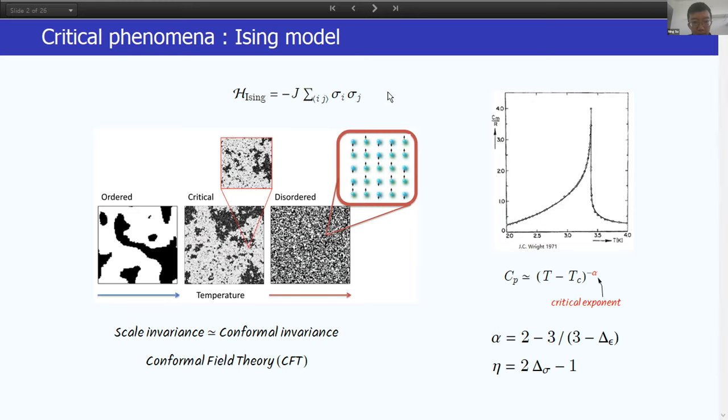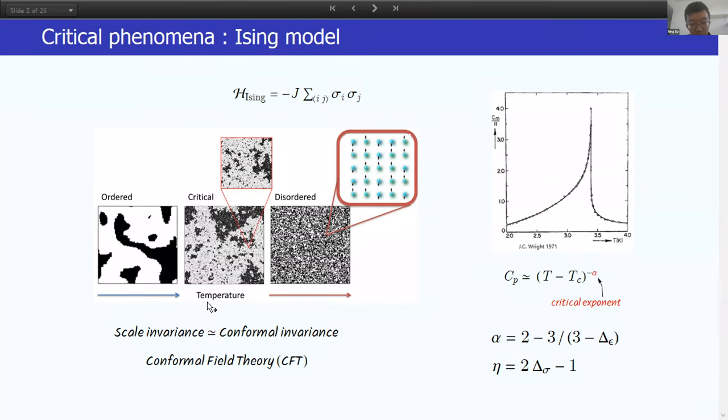It's described by this Hamiltonian. At lower temperature, it's in the ordered phase, and at higher temperature, in the disordered phase. In between, at a certain critical temperature, the system has scale invariance, and the scale invariance emerges into conformal invariance. So we call the QFT with conformal invariance conformal field theory.